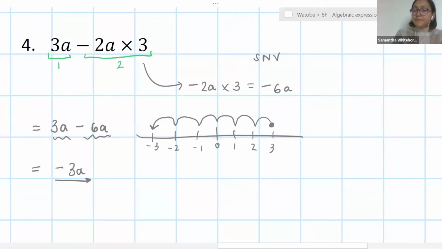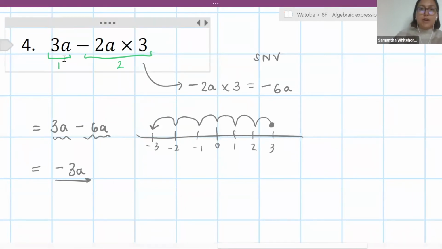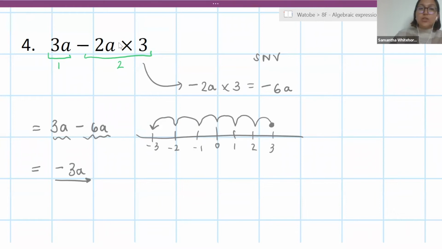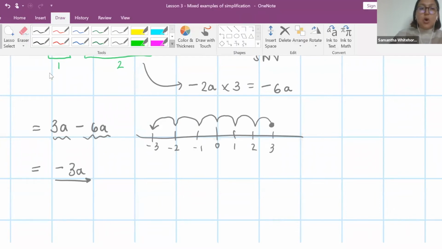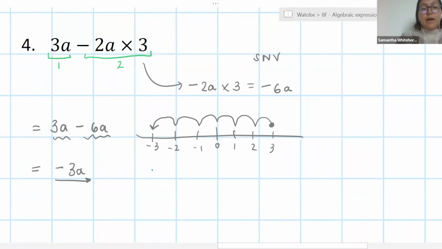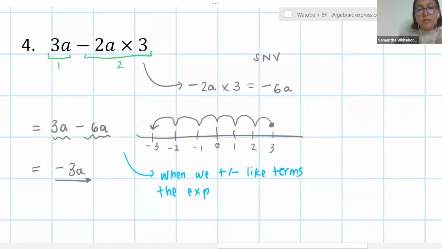Now remember, when we are adding or subtracting like terms, and I'm just going to write another little note for us, we don't change the exponent. It is only when we multiply and divide. So let's put a little thing here. When we add or subtract like terms, the exponent doesn't change. And guys, when I write these notes down, if you don't have time to take them down, you need to screenshot it.